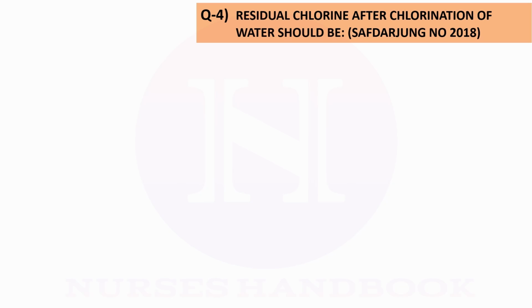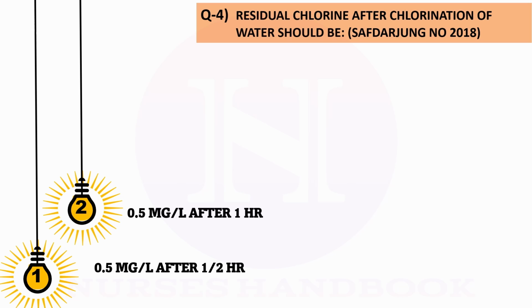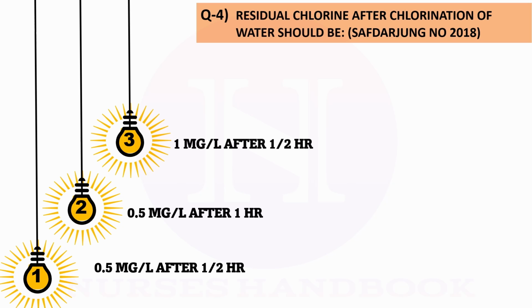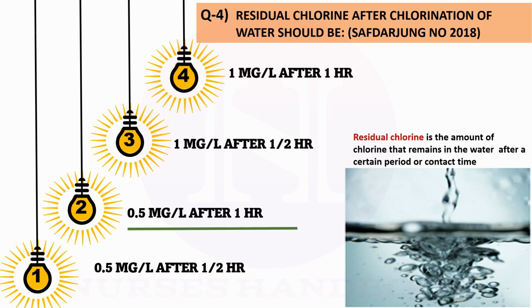Residual chlorine after chlorination of water should be 0.5 mg per liter after half an hour, 0.5 mg per liter after 1 hour, 1 mg per liter after half an hour, 1 mg per liter after 1 hour. And the correct answer is 0.5 mg per liter after 1 hour. For normal domestic use, residual chlorine levels should be between 0.2 and 0.5 mg per liter. Residual chlorine is the amount of chlorine that remains in the water after a certain period of contact time.